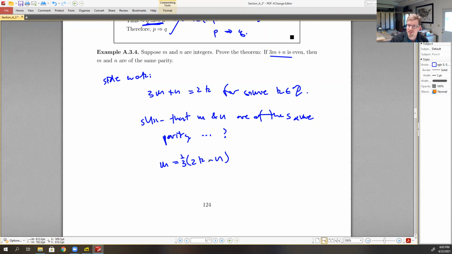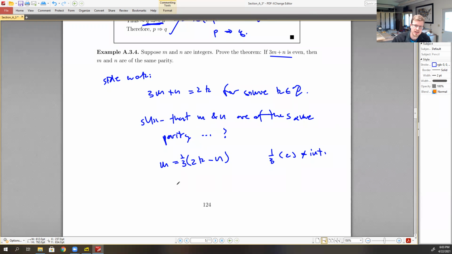No, not when I have this. Or what if I know something about n? If I know that's even, then I have a factor of 2 that I can pull out, and it's 2 times 1/3 of something. But how do I know that that is an integer? 1/3 of 2 is not equal to an integer. So having this fraction there is a big problem.